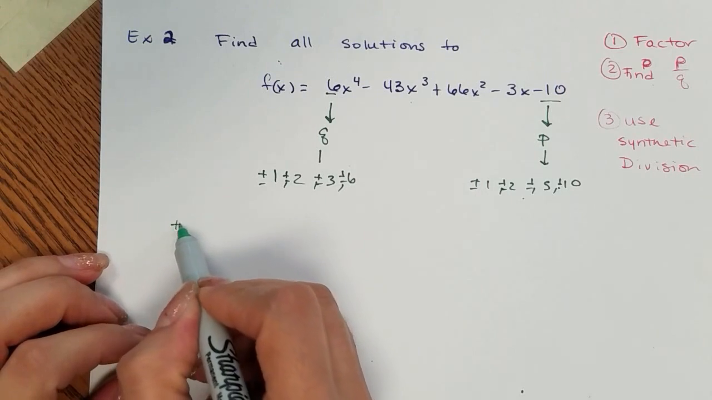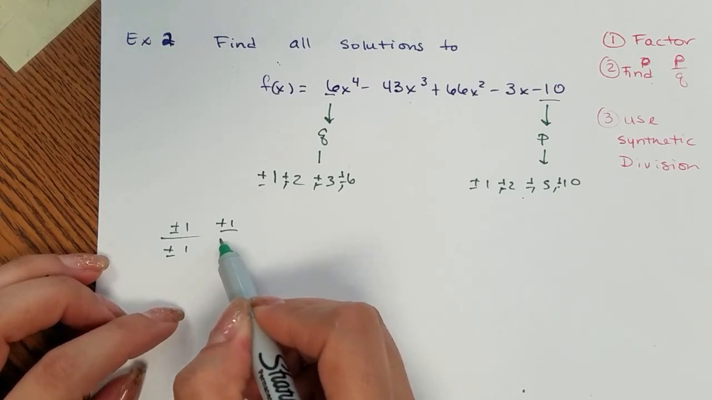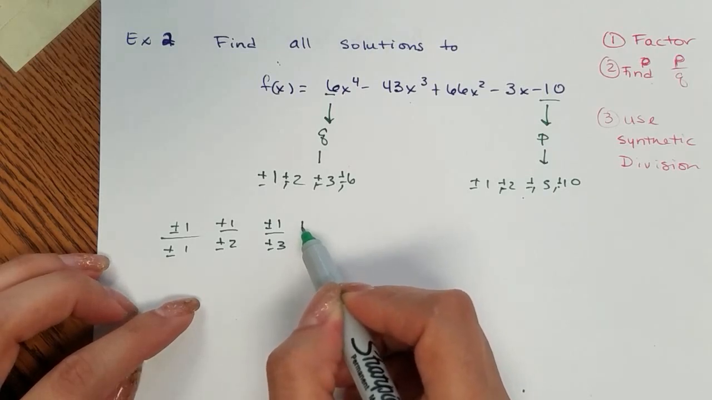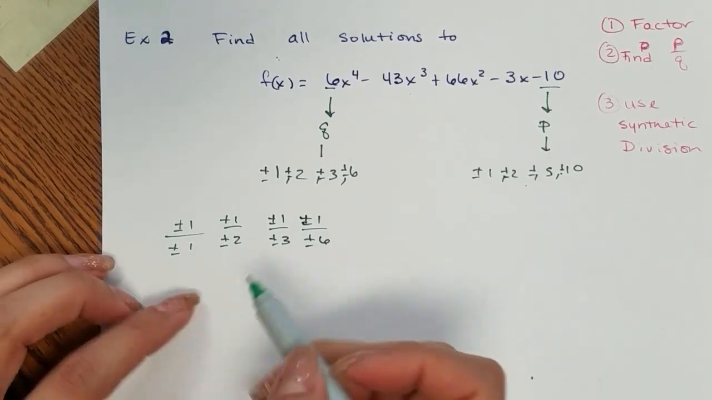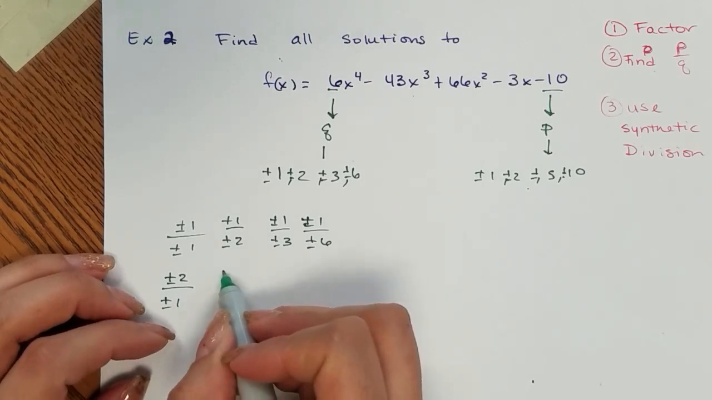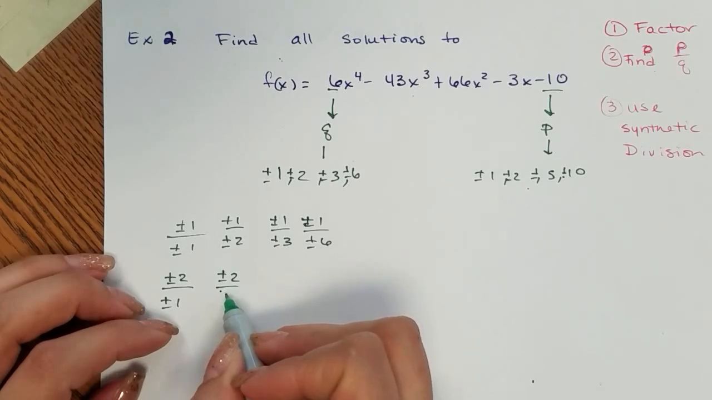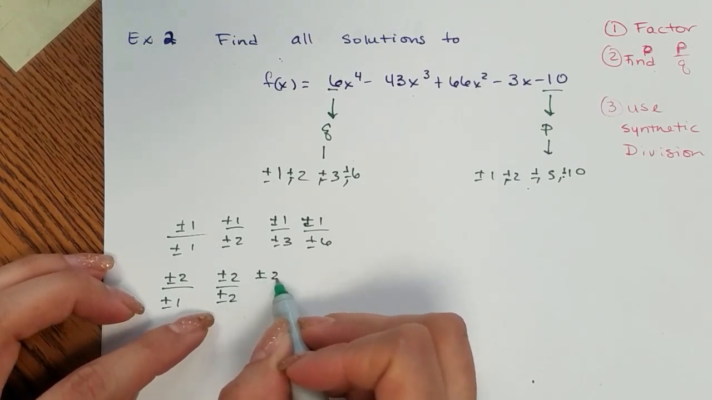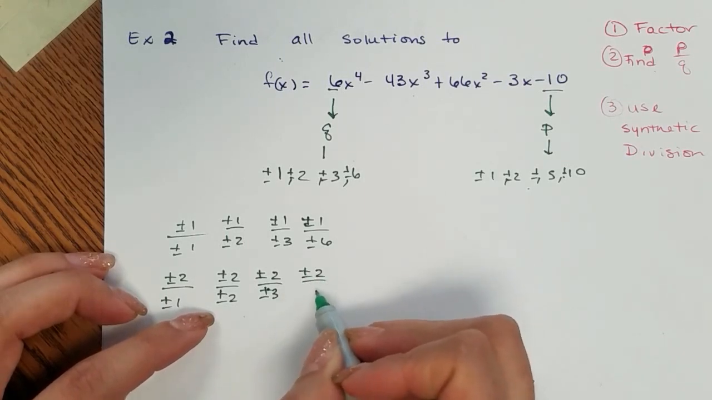So I have plus or minus 1 over plus or minus 1, over plus or minus 2, over plus or minus 3, over plus or minus 6. Okay, and then I have to do it again for all of these. And this is why you want to make sure that you try to factor these as much as you can before you do this, because this is very time consuming. Plus or minus 3, and then some of these will double up, and I'll show you what I mean by that in just a minute.